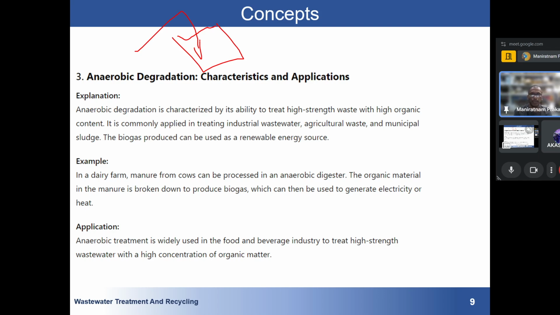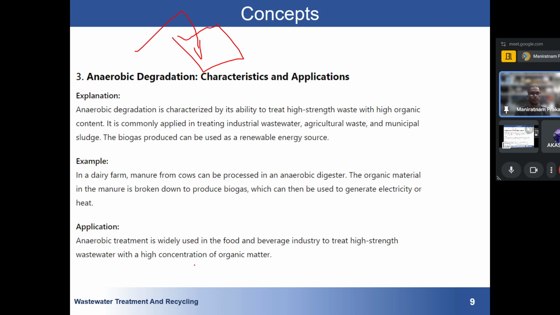It is commonly applied in treating industrial wastewater, agriculture waste, and municipal waste. At the end of the treatment, we get biogas, which can be used as a source of energy. In a dairy farm, manure from cows can be processed in an anaerobic digester. The organic material in the manure is broken down to produce biogas, which can be used to generate electricity. It is also widely used in the food and beverage industry for high-strength wastewater with a high concentration of organic matter. So these are some of the examples.